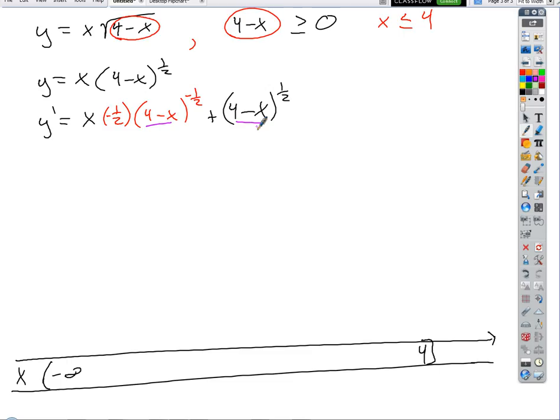So what's the smaller of the two? The negative. Good. So we can factor out a 4 minus x to the negative 1/2. There's one other thing that I like to do here also. If I have any fractions, let's factor out the least common denominator, the greatest common multiple of all the fractions. Well, there's only one fraction and it's a 2, so let's go ahead and pull out front a 1/2.